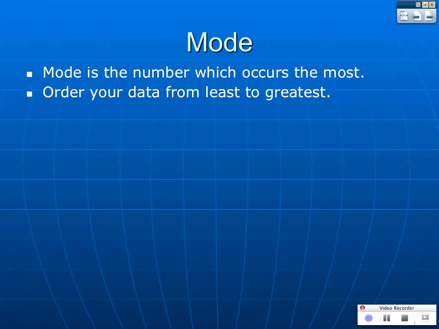If there are two numbers that occur the same amount of times, you will have two modes. If all numbers only occur once, you will have no mode. Let's look at this example.